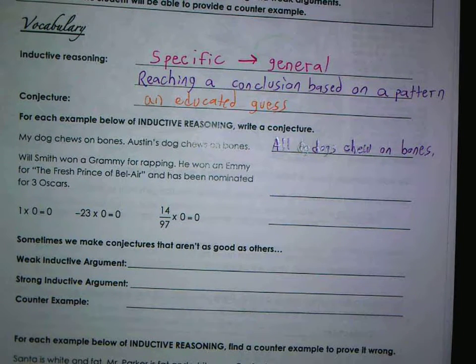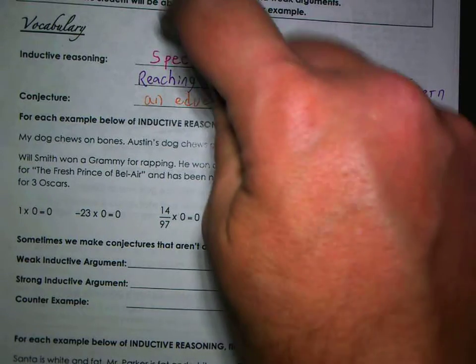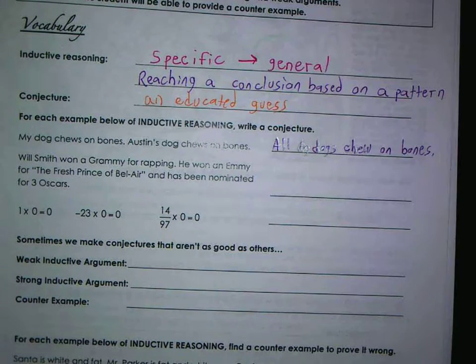And he won an Emmy, so that's a very specific case. He won a Grammy for rapping. That's one case. Another case. He also won an Emmy for the Fresh Prince of Bel-Air. Another specific case. He's been nominated for 3 Oscars. So 3 very specific, and I am trying to go from specific to use inductive reasoning. So what can we say about Will Smith?